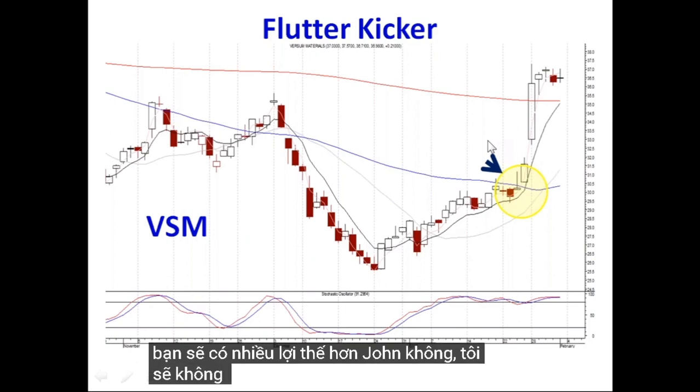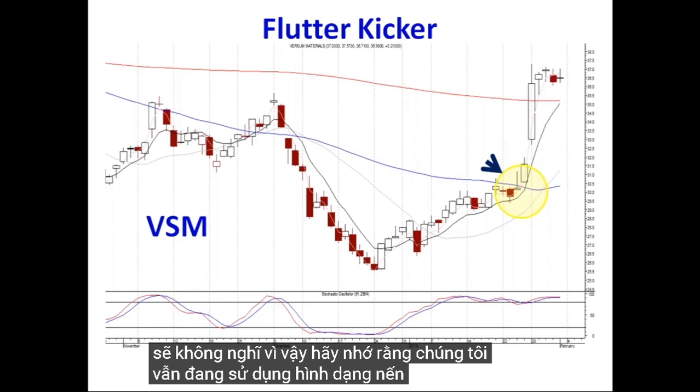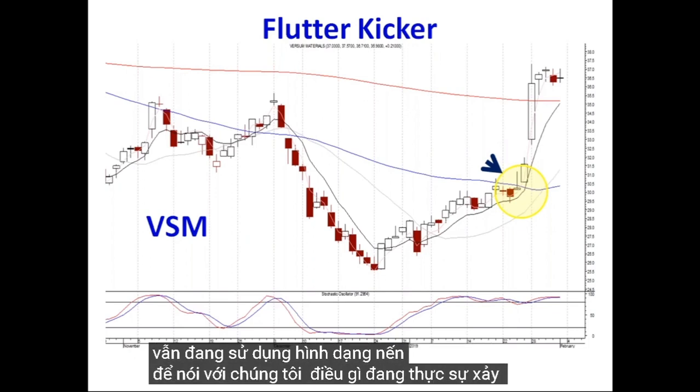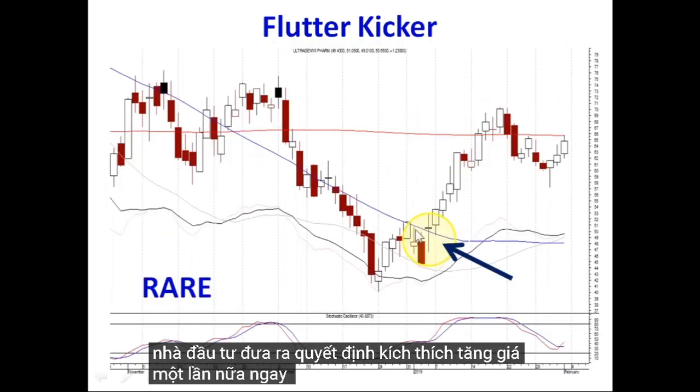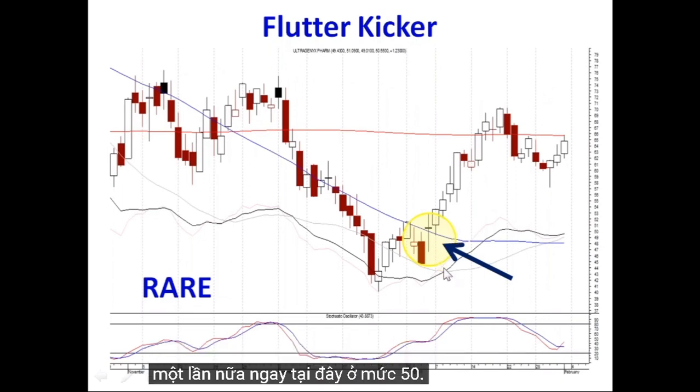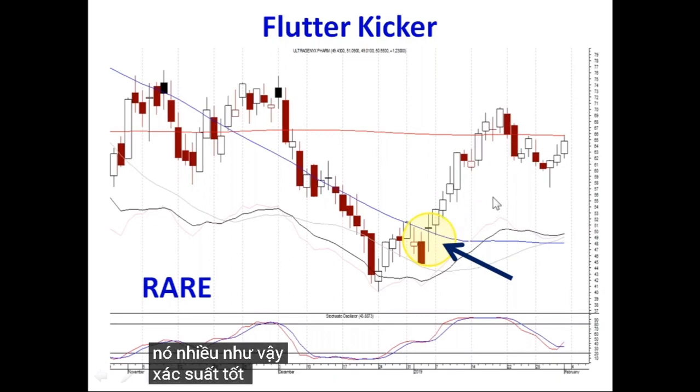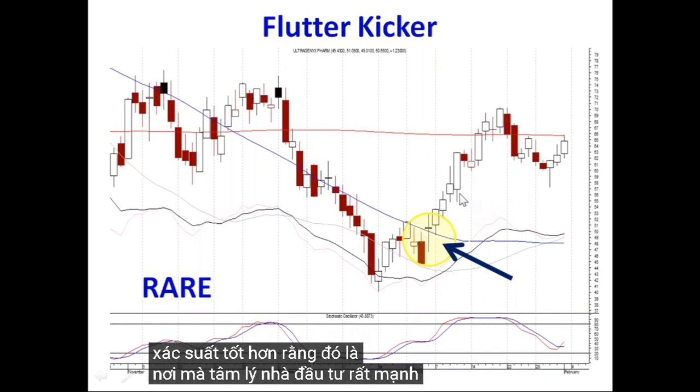John, nah, I wouldn't think so. Remember, we're still using the candlestick formations to tell us what's actually happening in investor decision making. Bullish flutter kicker. Again, right here at the 50. Now, the flutter kicker is so positive or so strong, it doesn't have to be at a major resistance level. But if you can add that to your analysis, it makes it that much better probability that that's where very strong investor sentiment is coming in.